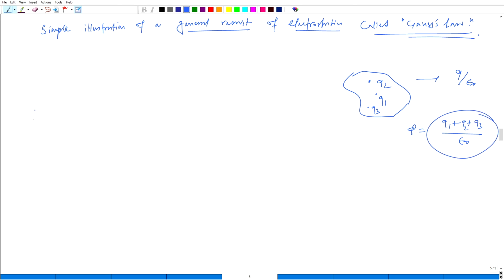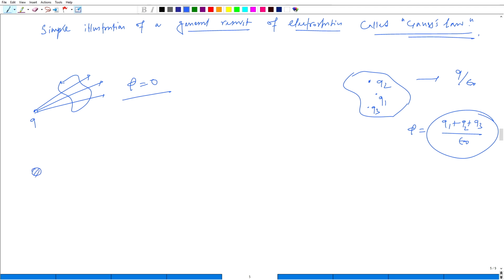If we put a charge q here and consider the surface here, there is no charge enclosed within the surface. Then the flux through the surface vanishes, because there is no charge enclosed by the surface. That is the general result of electrostatics, and we will discuss more when we learn about Gauss law. So let's start with Gauss law.